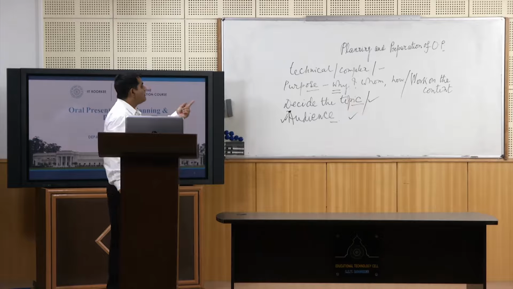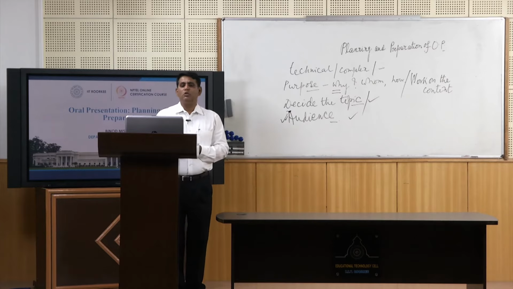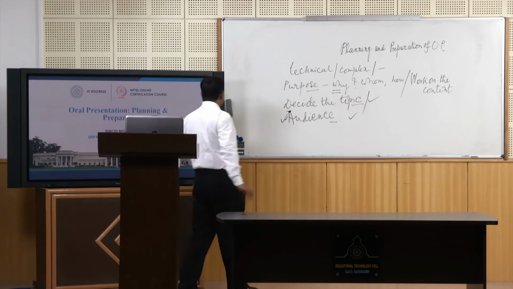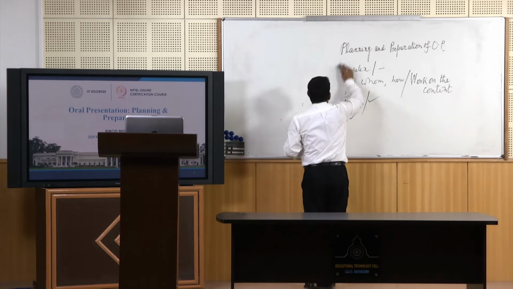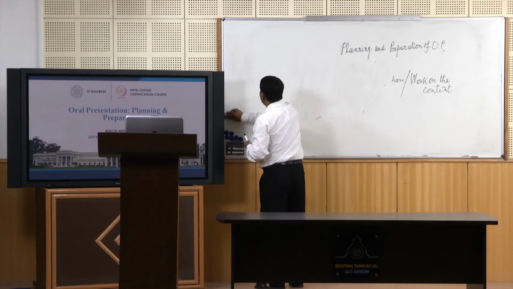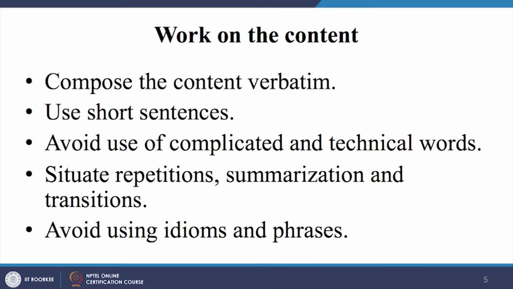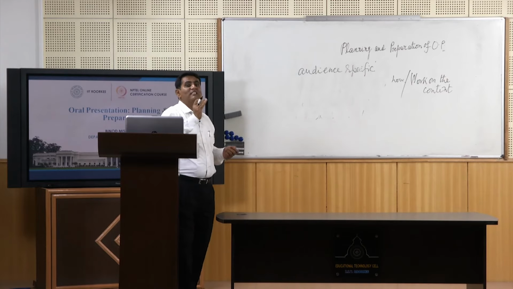So now you have collected the information, and based on that information you have to work on the content. What do we mean when we say work on the content? I used one word, that your talk or your presentation should be audience specific. Audience specific. Now what do we mean by audience specific? Meaning thereby it should benefit the audience. And how can it benefit? Because you have the piece of information ready with you and you have to speak.